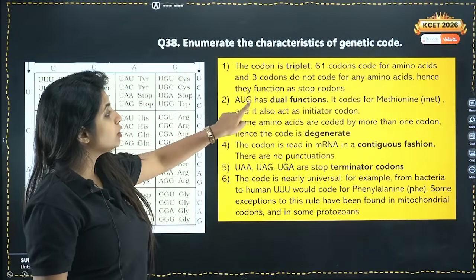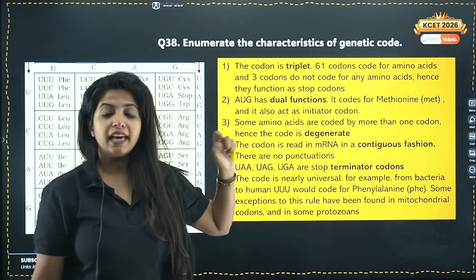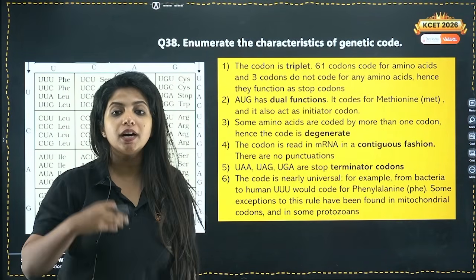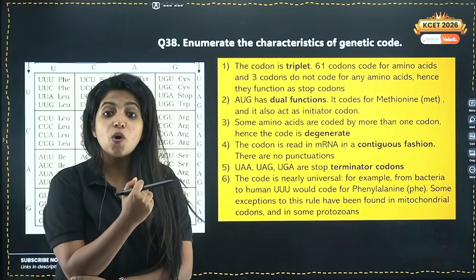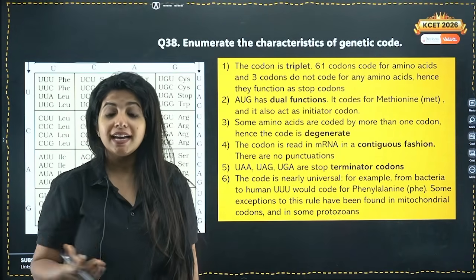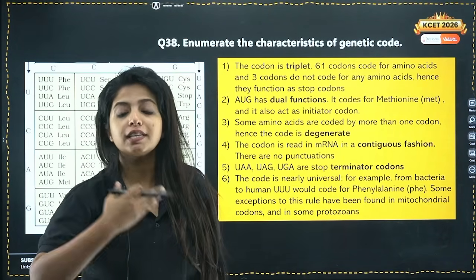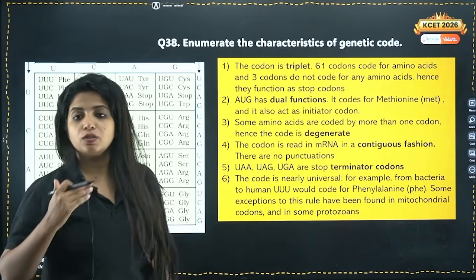Now, AUG has 2 functions. AUG is going to code for the amino acid known as methionine, and it is also a start codon. It helps in initiating the process of translation. So AUG has dual function.